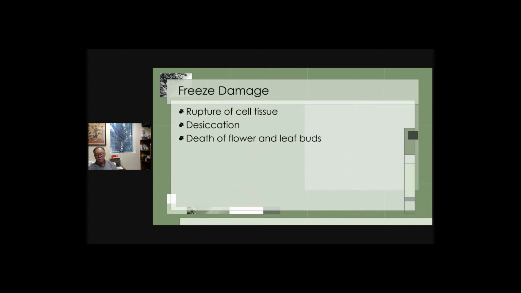Freeze damage typically occurs in trees as a result of rupturing of the cell tissue. It can also occur when the root ball can't take water up because it's frozen, and the upper part of the tree or shrub dries out. We call this desiccation. Or we could have late freezing after flower and leaf buds develop and cause significant damage to the new growth.